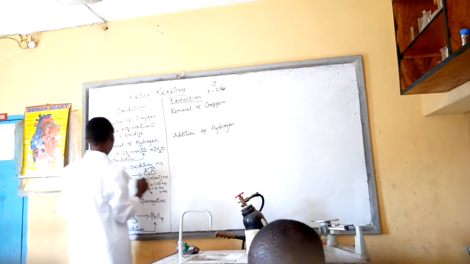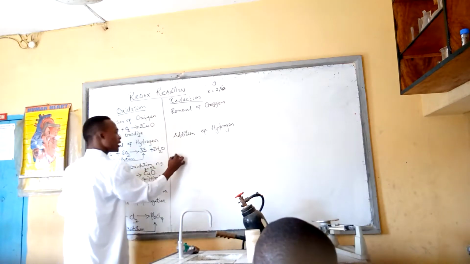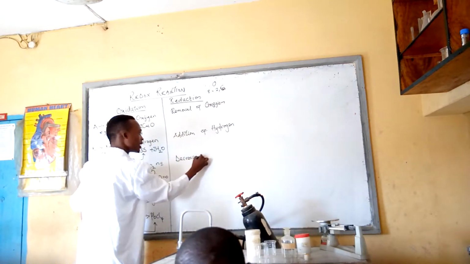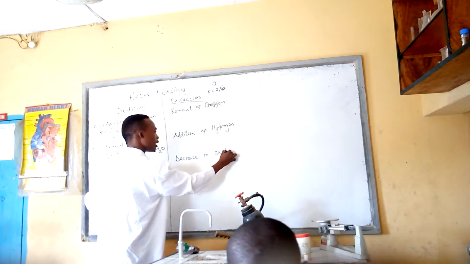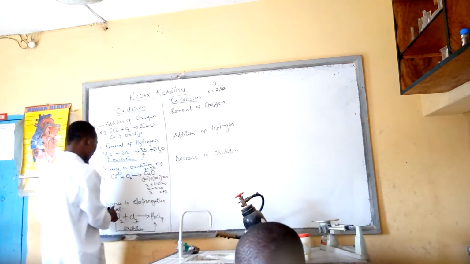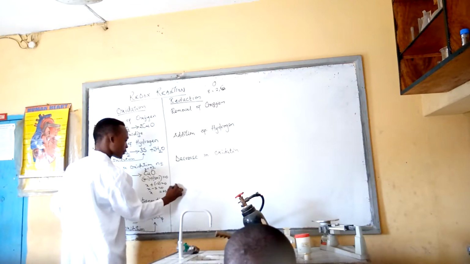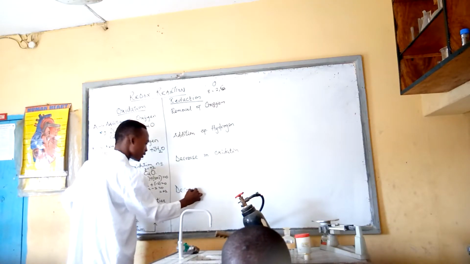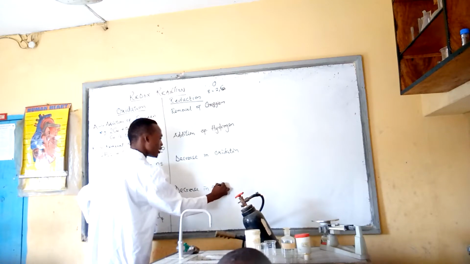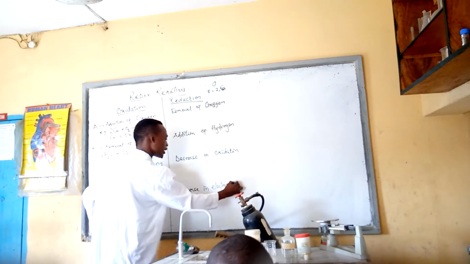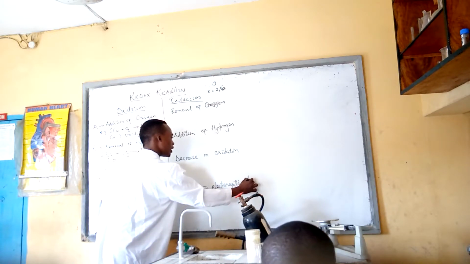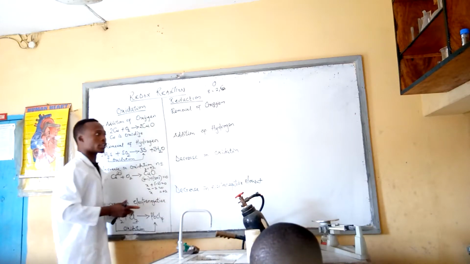Addition. In this case, we have an increase in oxidation number. What will be here? Decrease in oxidation number. Then here we have an increase in electronegative element. What will be here? Decrease in electronegative element. Then the last one which we have not discussed is what?